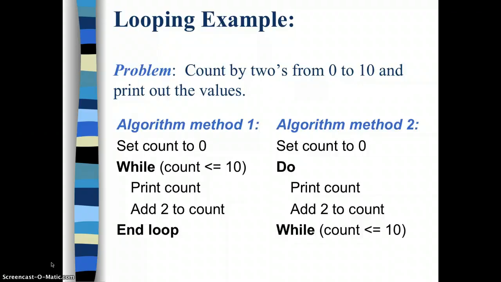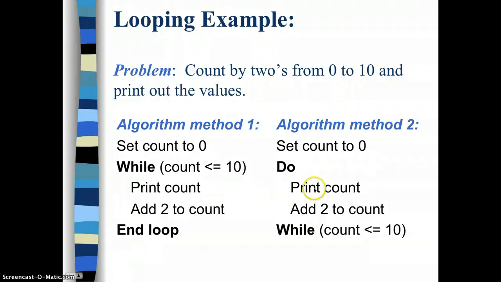Here's an example where we're counting by 2's from 0 to 10 and printing out the values. The first statement is to set a variable called count to 0, and we're going to use this variable count to keep track of how many times to execute the loop. So we're saying while count is less than or equal to 10, print the variable count, and then add 2 to that variable. After it adds the 2, it goes back up to the while statement and checks the value of count. In this case, it's going to keep doing that 5 times until it finishes, and then it's going to end the loop.